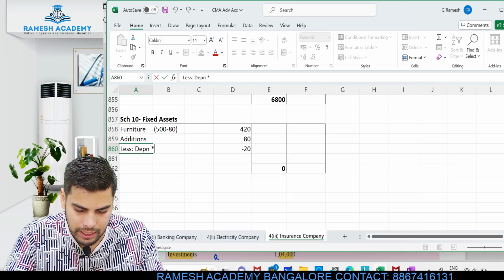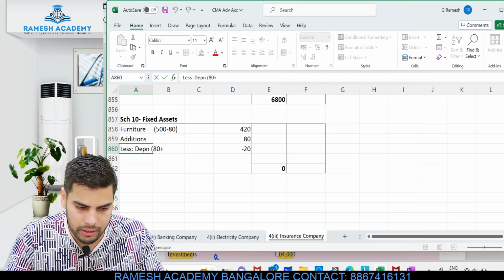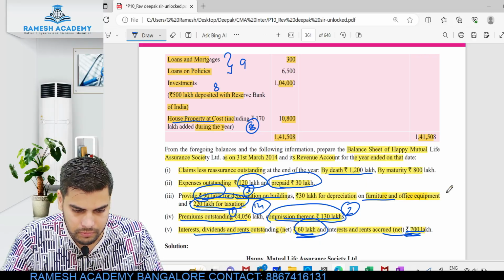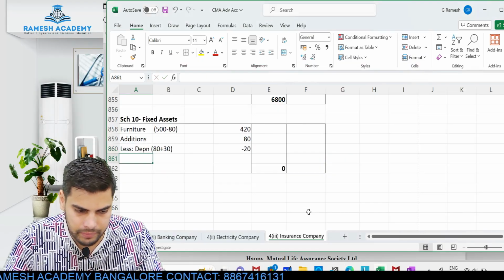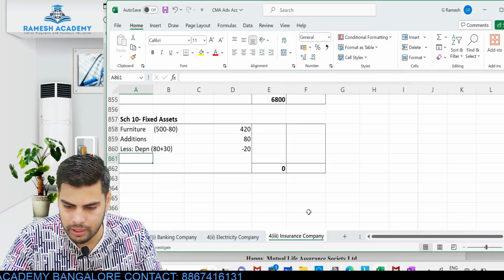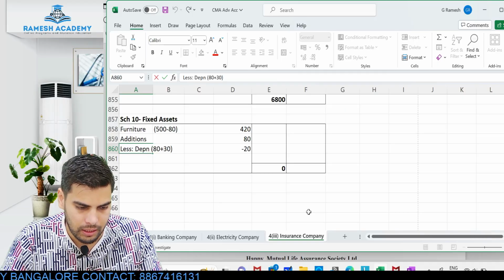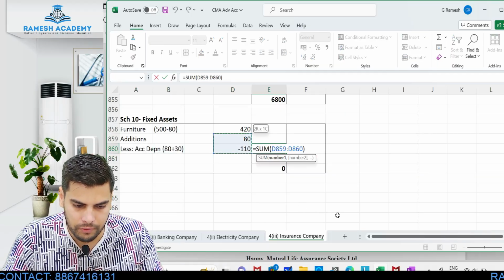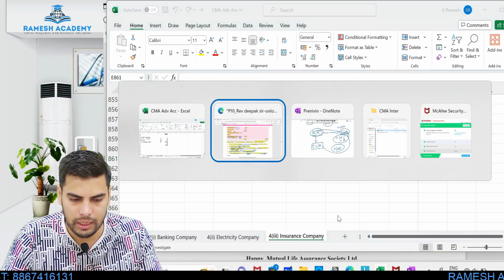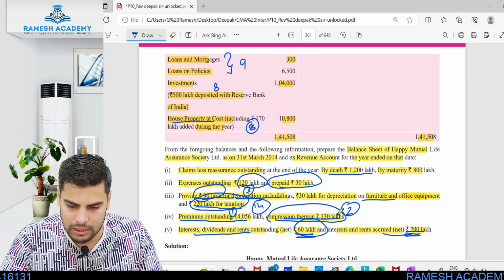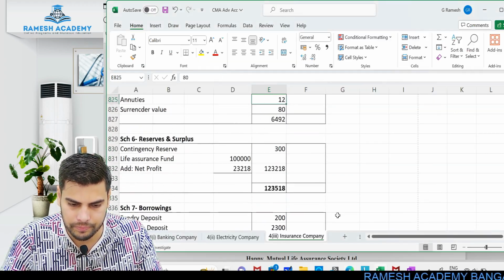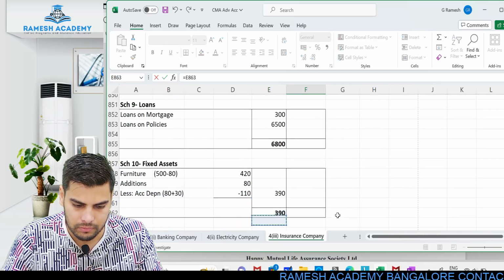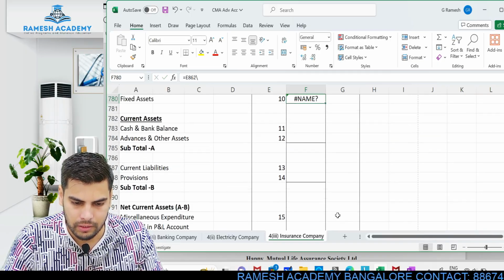So less 80 is the existing balance, and then depreciation for the year is 30, it is not 20, it is 30. So 80 plus 30, this would be 110, the accumulated depreciation. So what will be the value of your furniture? This would be 390. So I'll just be writing 390 over here in the balance sheet. Fixed asset, schedule number 10, this would be 390. We are done with this.